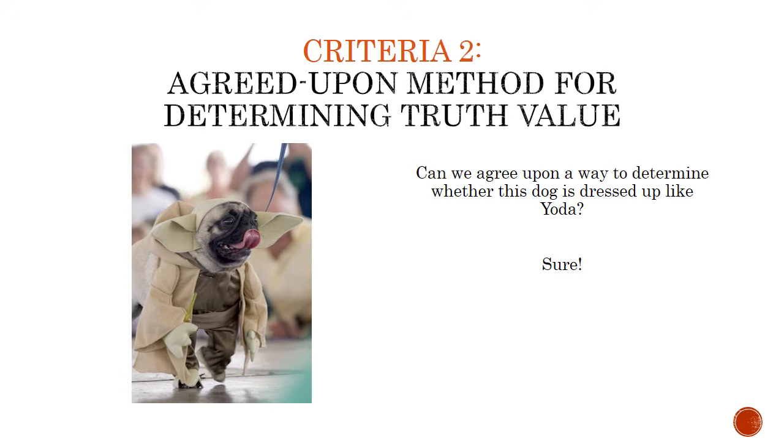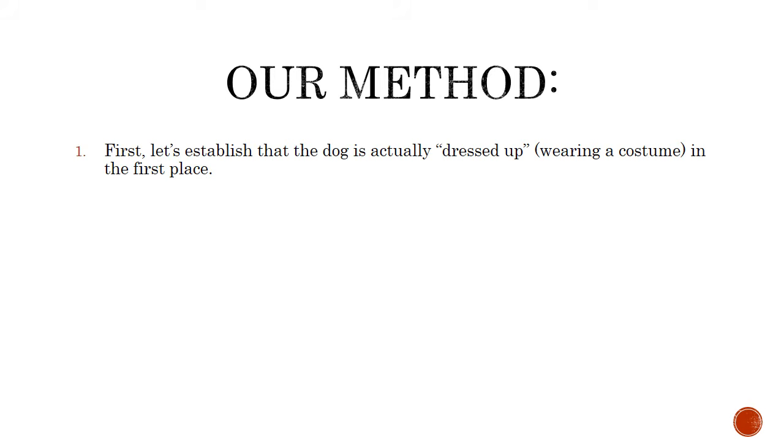Let's take a look at our second criteria. We can agree upon a method for determining whether the claim is true or false. So can we do that in this case? Sure. It's probably easy to just compare this dog to other dogs and to Yoda to determine whether it's true this dog is dressed up like Yoda. So our method will be one of comparison.